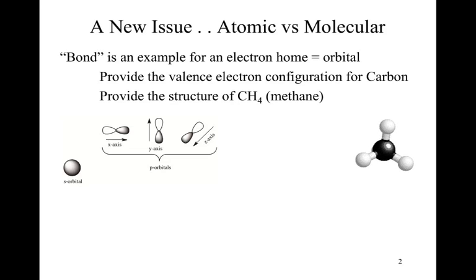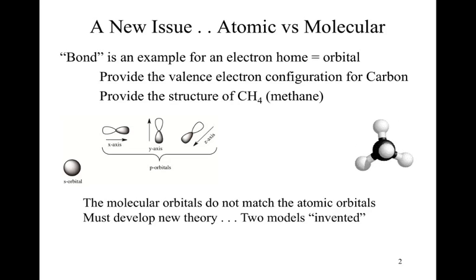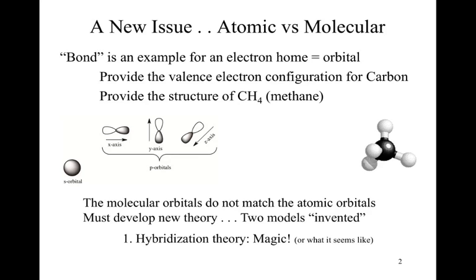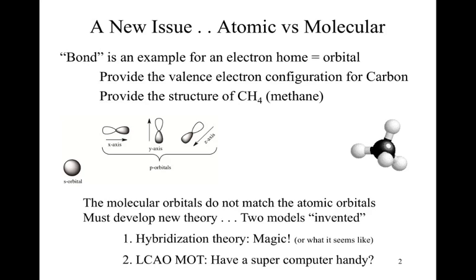So this is ultimately where we come up with 2 new theories, or models. Those models, number 1, hybridization theory, which in shorthand is really just magic, or at least what it really seems like. Okay, and we'll address that. And then there's the more quantitative method, which is the linear combination of atomic orbitals molecular orbital theory, or LCAO-MO theory, or LCAO-MO, because it would be a bit repetitive to say theory.